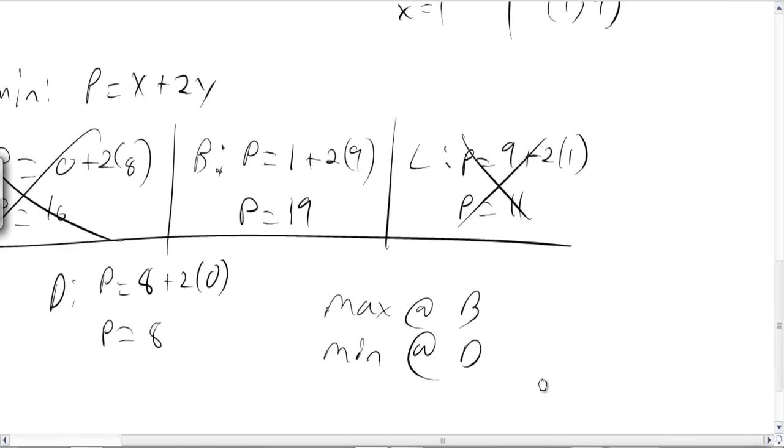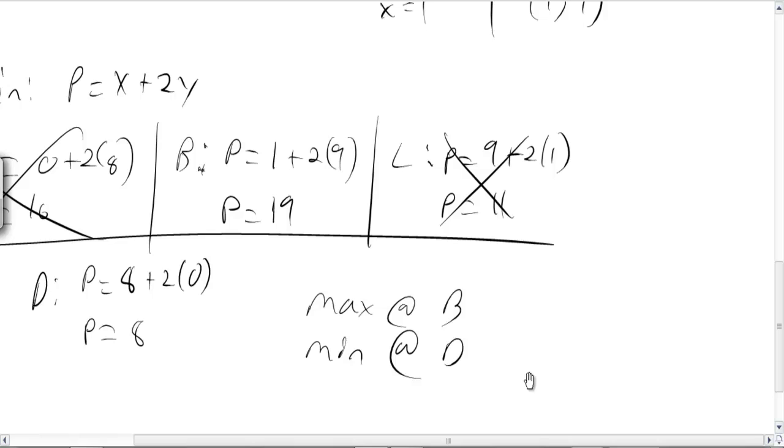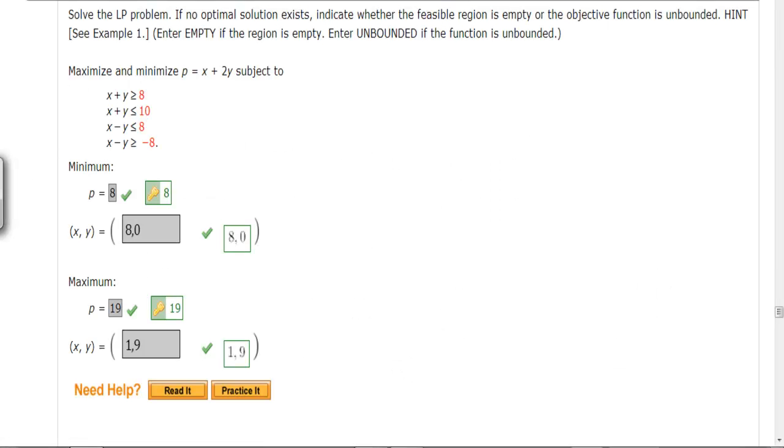And so now we can go back and put this all together. What is our min at D? Well, we have a minimum of 8 at the point (8, 0), and we have a max at B, a max of 19 at the point (1, 9). Now if we go back and look at the answers, hopefully we got it right. You can see you have a min of 8 at (8, 0) and a max of 19 at (1, 9). So there's the problem from start to finish.